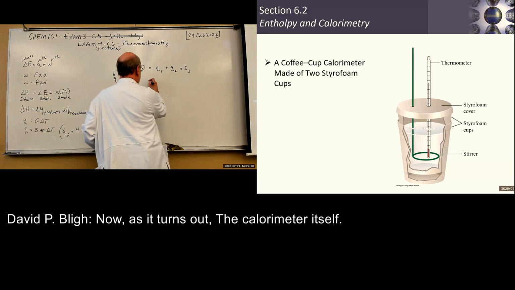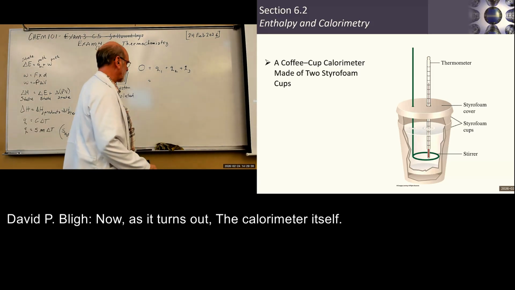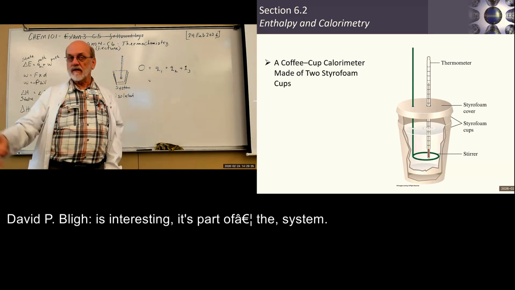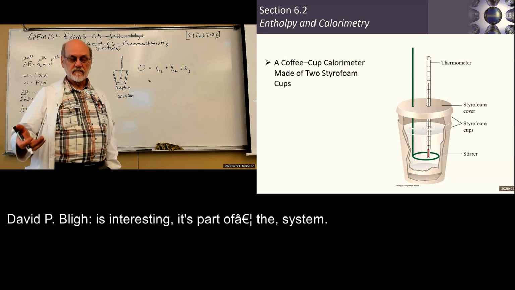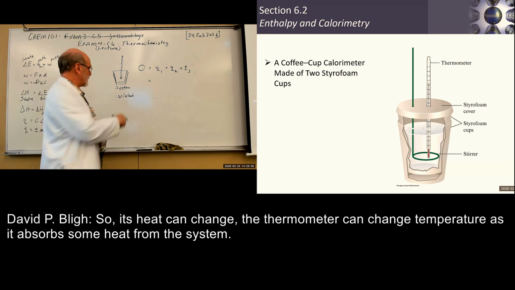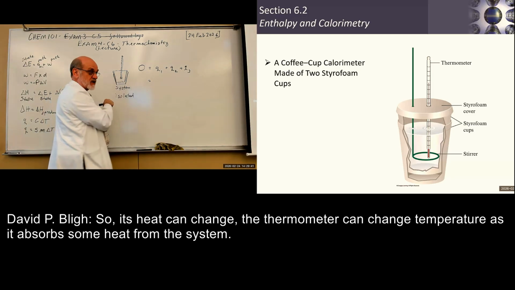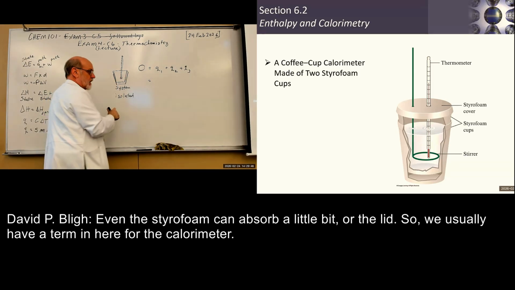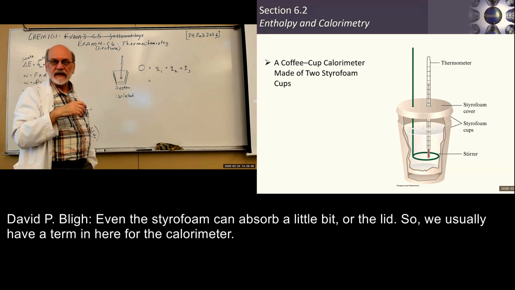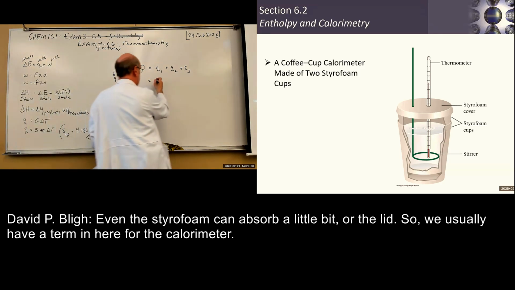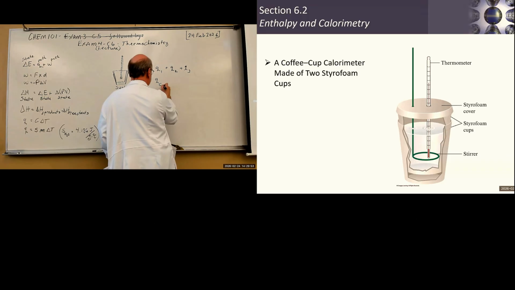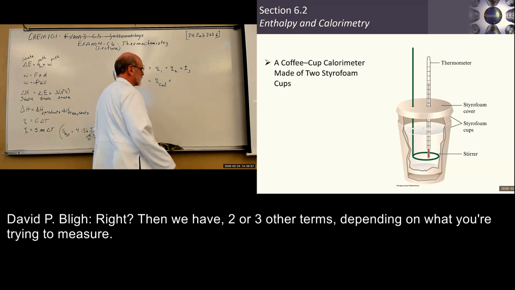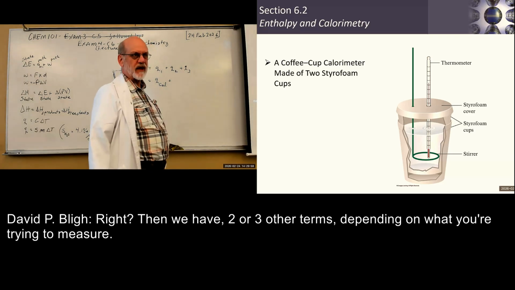Now, as it turns out, the calorimeter itself enters in, it's part of the system. So its heat can change. The thermometer can change temperature as it absorbs some heat from the system. Even the styrofoam can absorb a little bit, or the lid. So we usually have a term in here for the calorimeter. Then we have 2 or 3 other terms depending on what you're trying to measure.